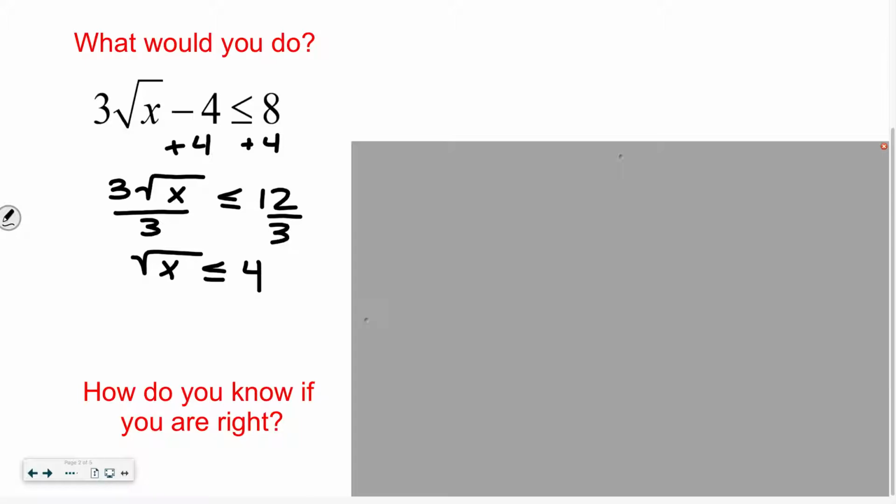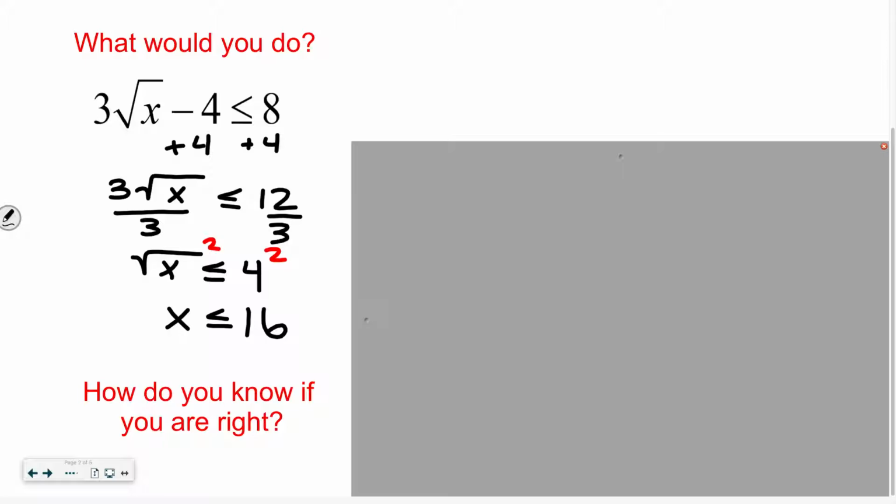So if you have something like the square root of x is less than or equal to 4, the next step, thinking about our equations from yesterday, would be square both sides. Okay, if you want to get rid of an nth root, use the nth power. So we're going to square both sides. That leaves us with x is less than or equal to 16.